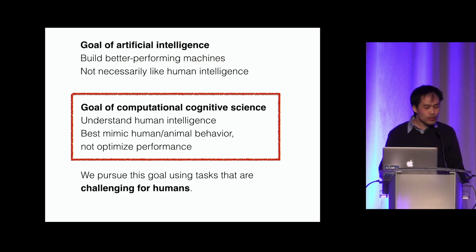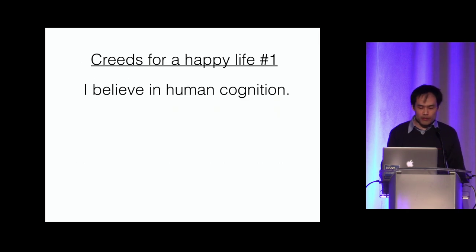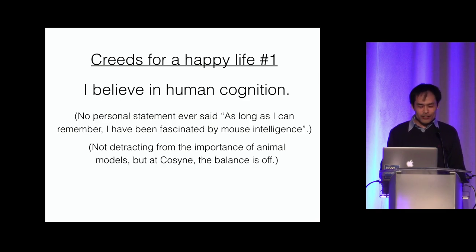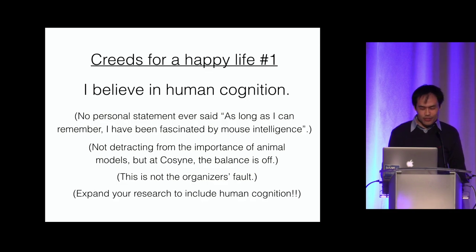Now, we do this by using tasks that are challenging for humans. At this point, I thought I'd throw in some free life advice. This is the Creed for a Happy Life. I believe in human cognition. I think you do too, because nobody, literally nobody, wrote in their personal statements, as long as I can remember, I have been fascinated by mouse intelligence. This is not to detract from the importance of animal models, but at Cosyne, this balance is off. And that's not the organizers' fault, because they have to draw from what you submit. So my recommendation is, please expand your research to include human cognition.